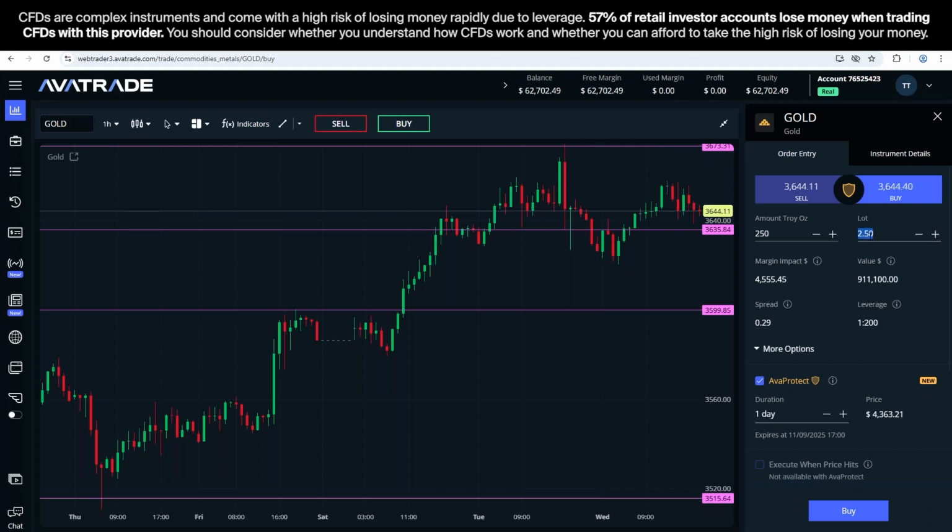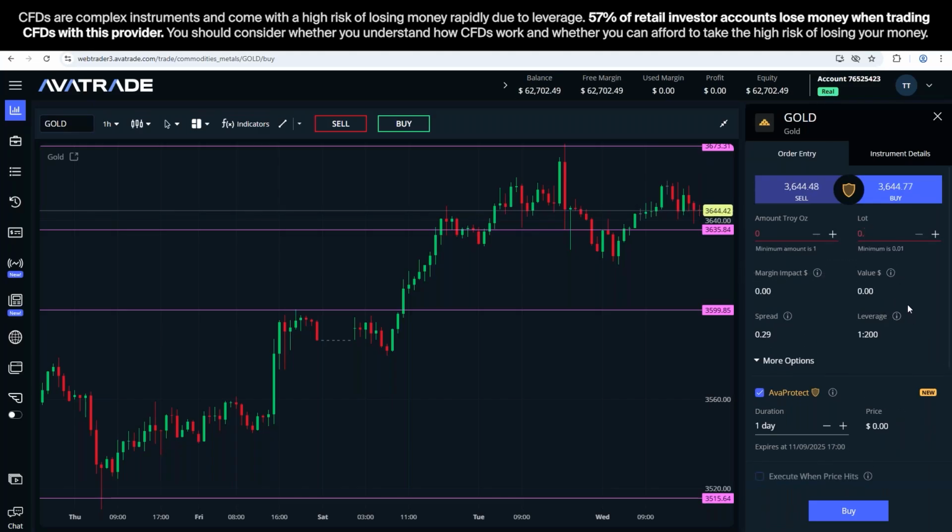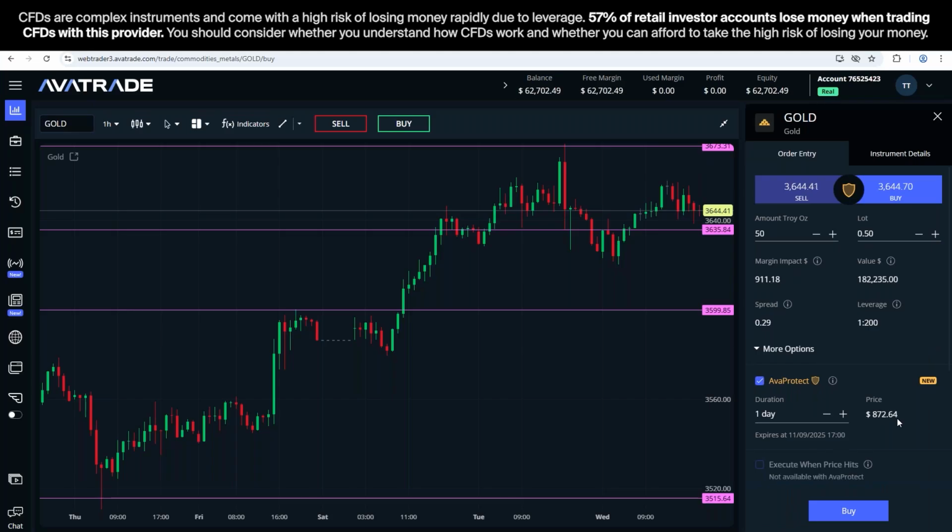Okay, now I can take a look and say, if I do 1 lot, that costs me $1,700. It's 100 ounces, that's a pretty big position. I can do half a lot, and that costs me $872. Maybe I'm comfortable risking a certain percent of my balance per trade, whether that's to a stop loss or for the cost of the protection. It would make sense that you manage risk in a way, something like that.